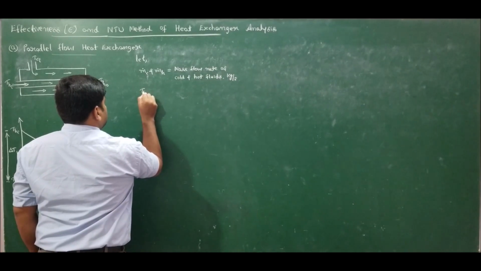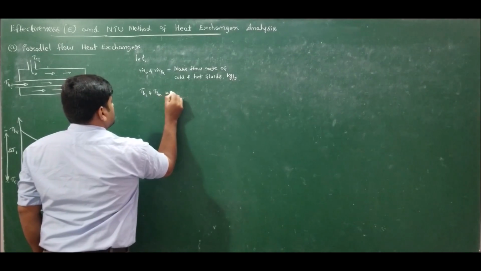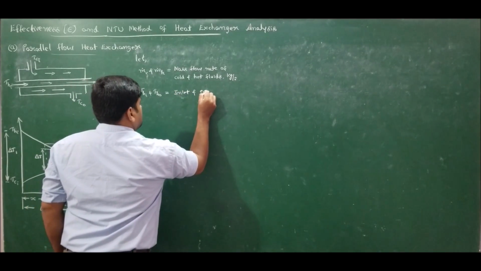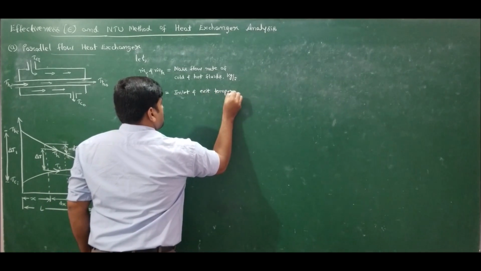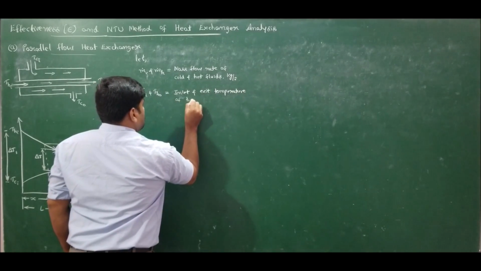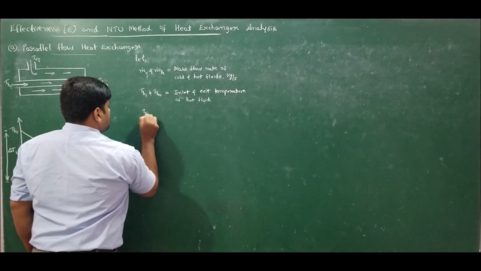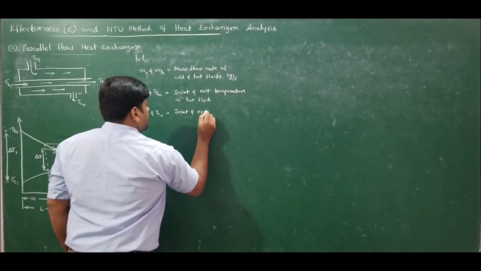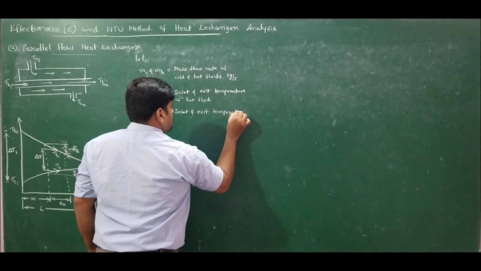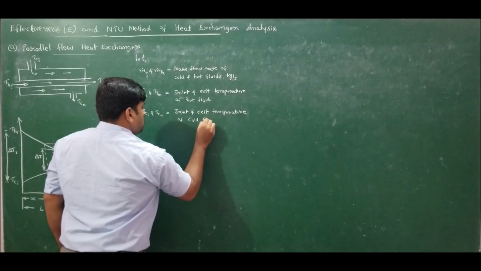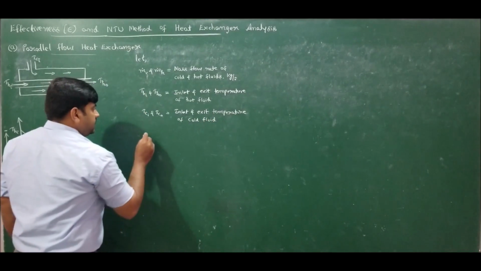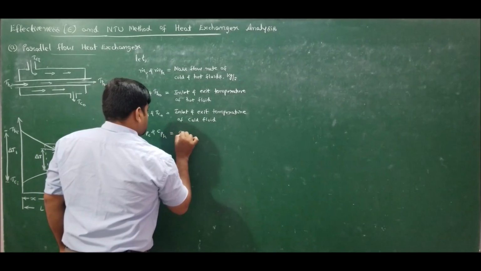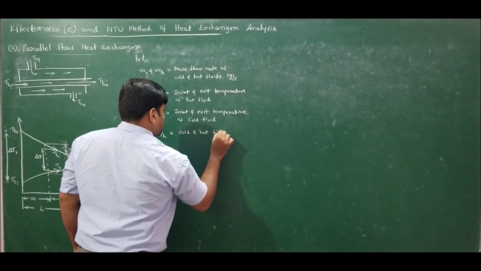Next we have temperatures THI and THO. This is nothing but the inlet and exit temperature of hot fluid. Similarly, we have TCI and TCO, that is inlet and exit temperature of cold fluid. What else we have? Specific heat. So that is CPC and CPH, the cold and hot fluid specific heat.